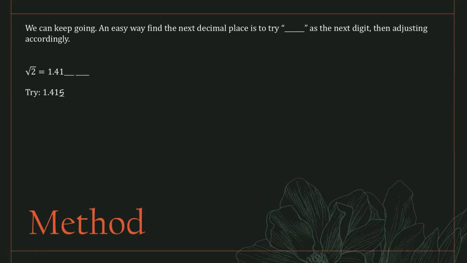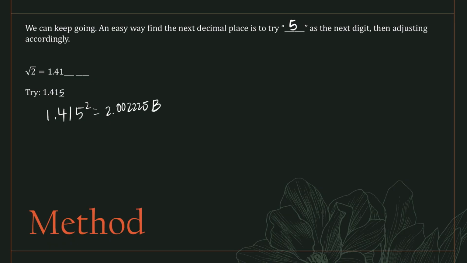We can keep going. Every time we have a new decimal place to try, we're going to use 5 as the next digit, and then we'll adjust accordingly. So if we try 5 in this spot, for example, I'm going to do 1.415 squared, and honestly, you just keep doing this over and over. Usually if we do it by hand, we won't go more than like 1 or 2 places because it's just super annoying, as you can tell. Okay, so this is too big.